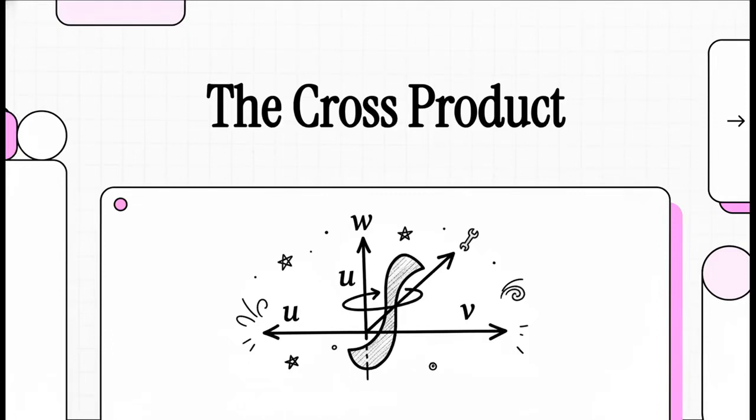Hey everyone, and welcome. Today we're jumping into one of the most powerful and, let's be honest, one of the coolest tools in all of mathematics, the cross product. This is a story all about vectors, about twist, and about how two different directions can team up to create a third, totally new one.